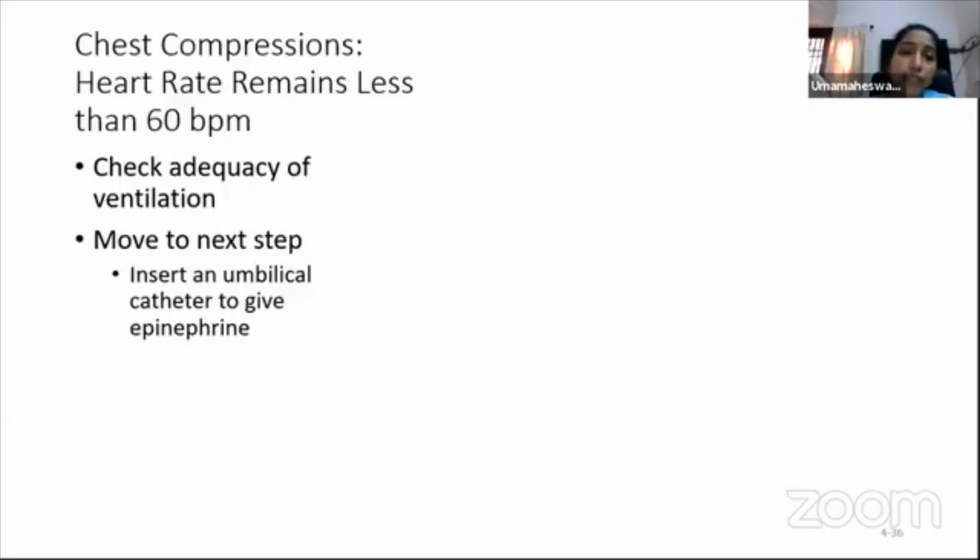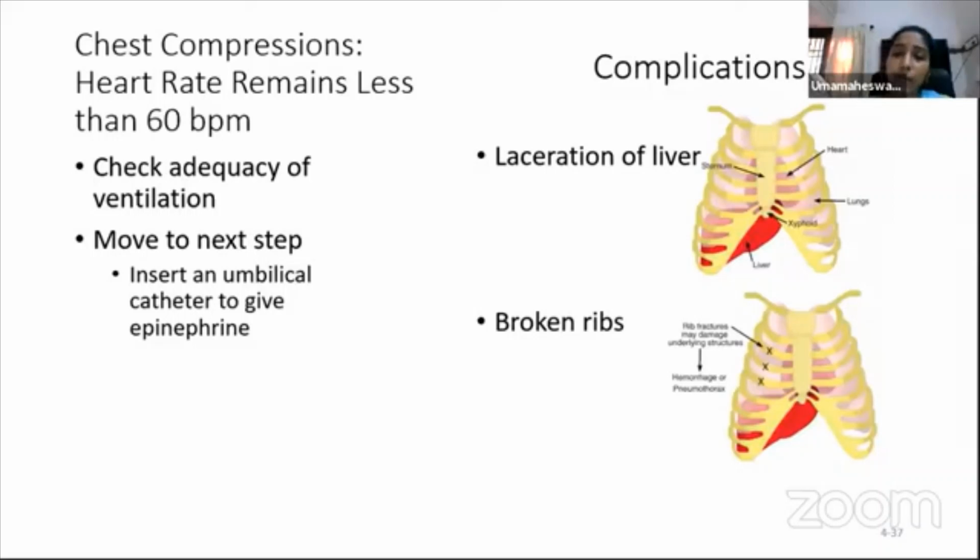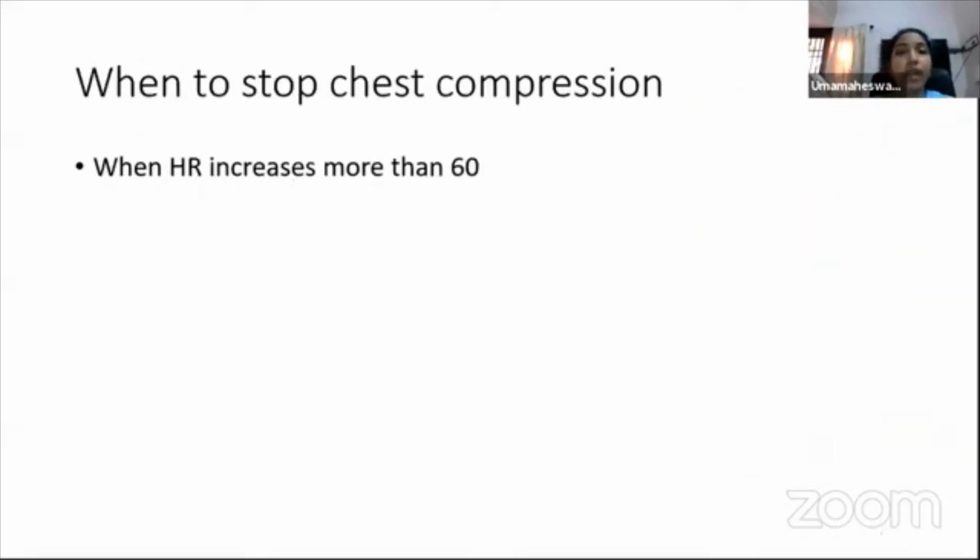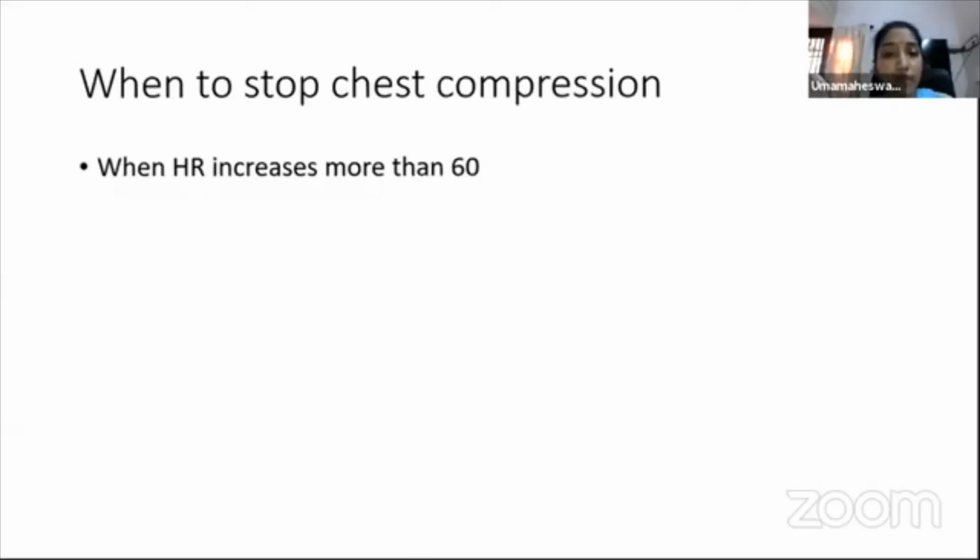So what if the heart rate remains less than 60? Maybe your ventilation is not adequate, or maybe it is time to move to the next step, namely medication. The complications would include laceration of the liver and sometimes broken ribs. But if we do the technique correctly, these 2 complications can be avoided. When to stop chest compression? If the heart rate increases to more than 60, that is when we need to stop chest compression.